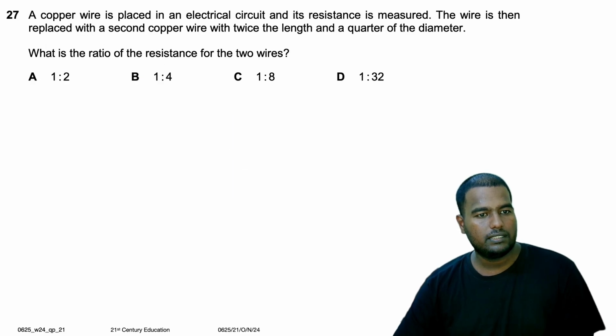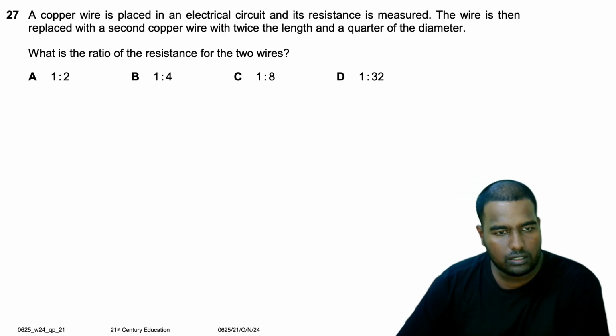A copper wire is placed in an electrical circuit and its resistance is measured. The wire is then replaced with a second copper wire. It's twice the length and a quarter of the diameter. What is the ratio of the resistance for the two wires? Okay.